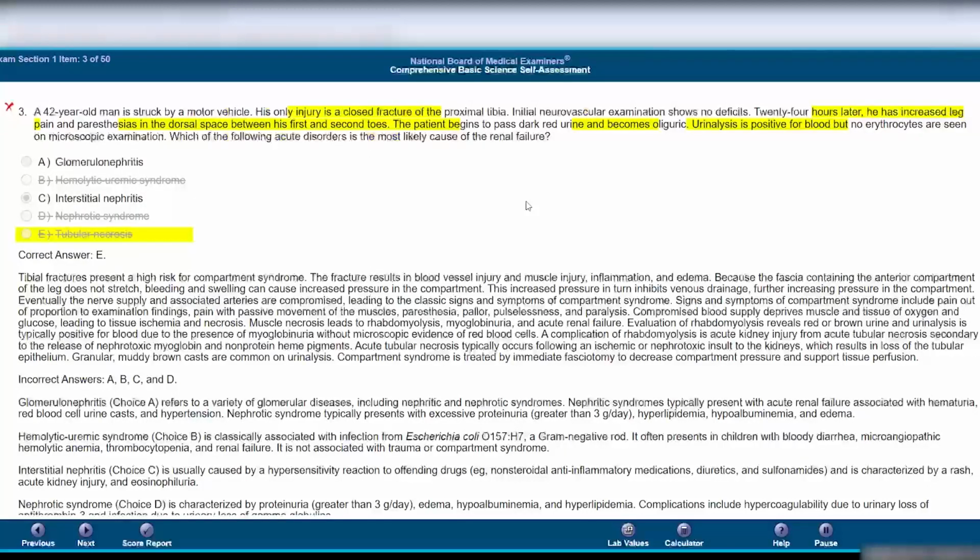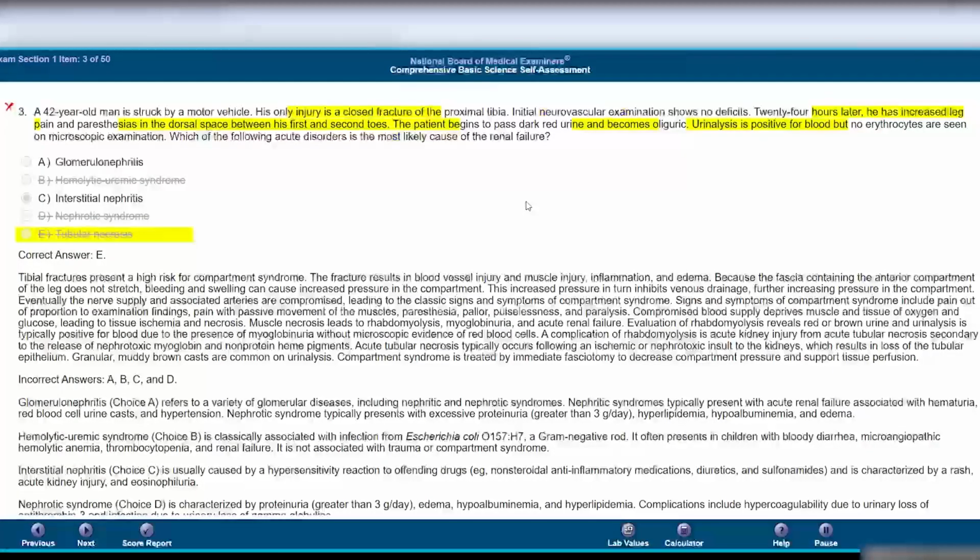So these are the things I'm thinking about when I'm thinking about these answer choices. And then I'm going to read: 42-year-old male struck by a motor vehicle accident. So this is an acute issue. Injury to the tibia, right? Neurovascular is okay. 24 hours, he has leg pain, paresthesia between the first and second toes that goes with his fracture, right? Patient begins to pass dark red urine, becomes oliguric, right?